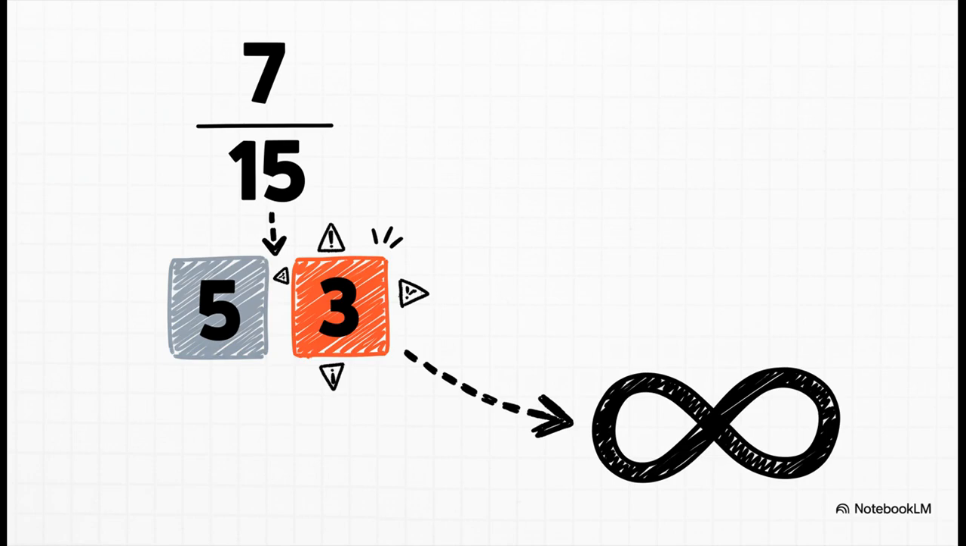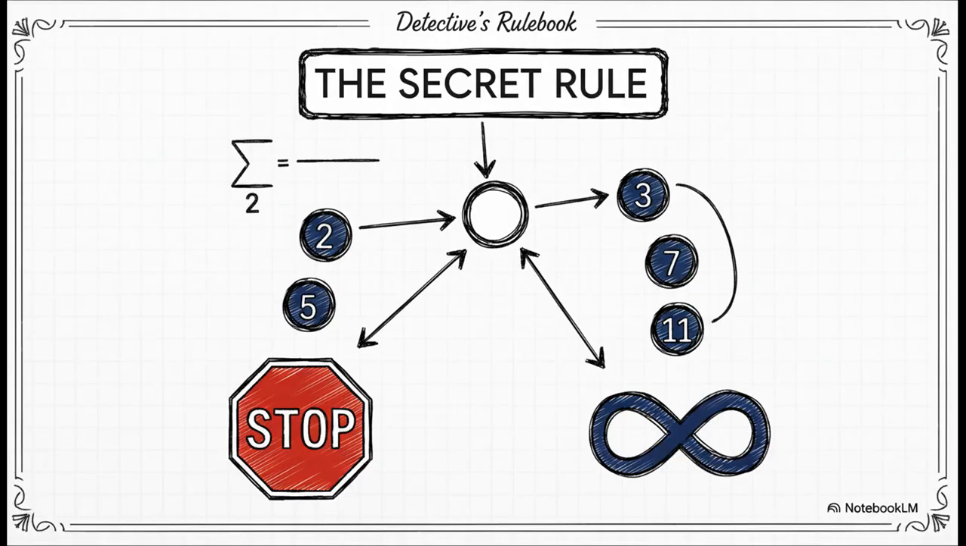It's really that easy. So here it is, the secret rule, all laid out. First, you simplify the fraction. Second, you break down that bottom number into its prime factors.